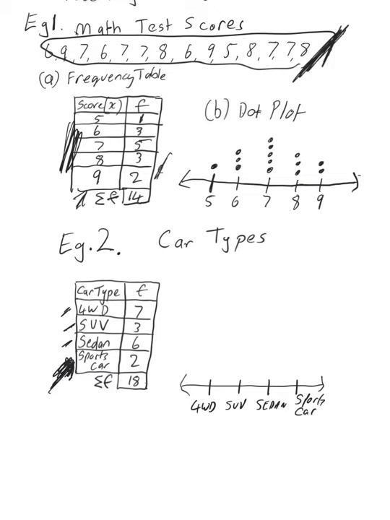Sports cars, okay. And once again, how many 4-wheel drives were there? There were 7 in our survey. 1, 2, 3, 4, 5, 6, 7. There were 3 SUVs. There were 6 sedans. Try and keep them fairly even looking across. And there were 2 sports cars. So that's pretty much it, okay.